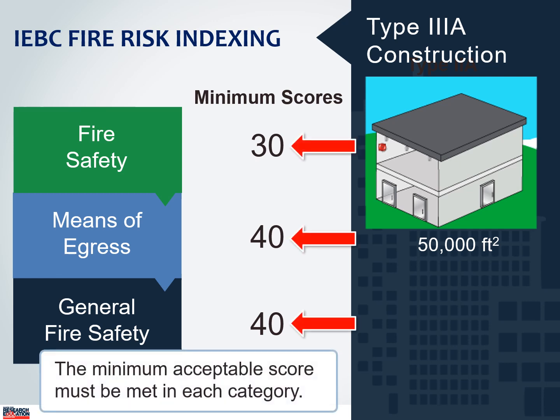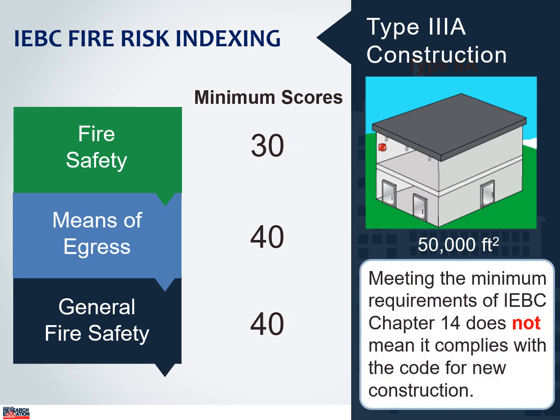However, it does not mean that it complies with the current code. It meets the minimum acceptable level of safety for that existing building. The minimum acceptable score must be met in each category. While a building might achieve excess points in one of the categories, it still must meet the minimum in the other two in order to be deemed compliant.